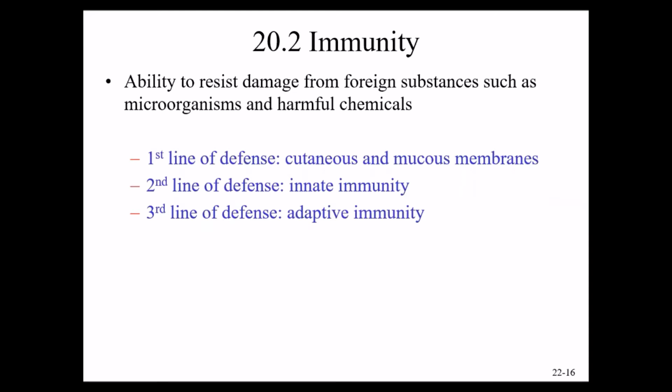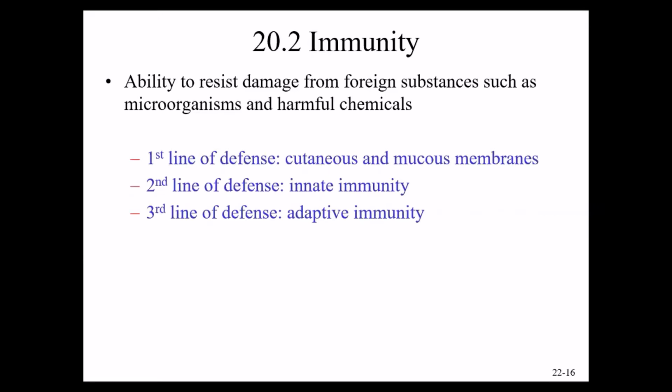And you really talk about immunity thinking of what are called your first, second, and third line of defense. Your first line of defense really is your cutaneous and mucous membranes. Your cutaneous membrane would be your skin. And then your mucous membranes are associated with openings in the body, such as your digestive tract openings, your respiratory tract openings. That's where you're going to find mucous membranes. So those are part of your defense mechanisms.